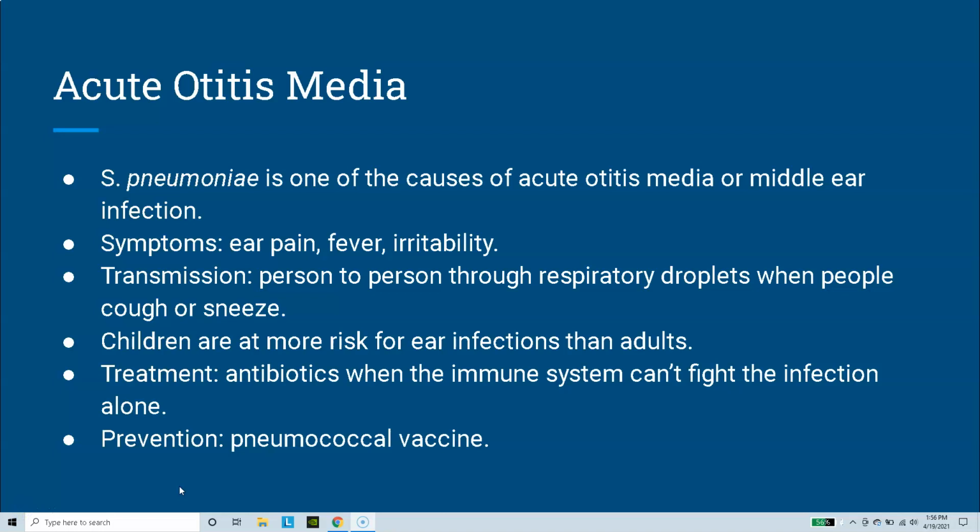Acute otitis media is another disease that can be caused by Streptococcus pneumonia and is also known as a middle ear infection. Symptoms are ear pain, fever, and irritability. Transmission is from person to person through respiratory droplets when people cough or sneeze, and children are more at risk for ear infections than adults. Treatments for this are antibiotics, but they're only used when the immune system can't fight the infection alone. And prevention is once again the pneumococcal vaccine.